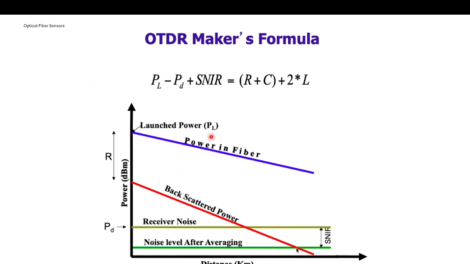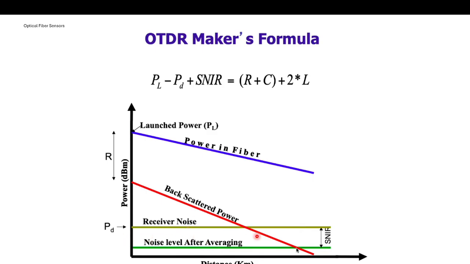As you can see here, the launch power PL is given in the fiber, and it stays this way irrespective of the distance. The backscatter power diminishes after a few kilometers, because the receiver noise has some value, and below that it will not be detected. The signal to noise ratio will be very poor, and that's why you can't detect it here.